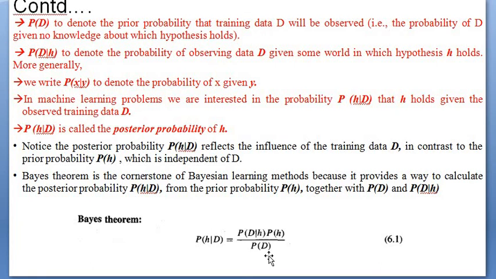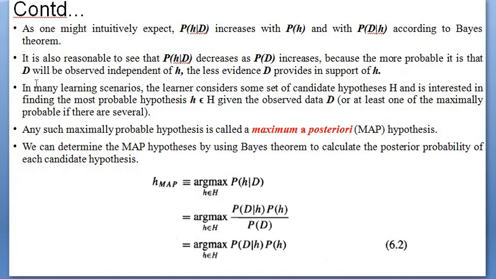Or I can also say that if the probability of D is decreased, then definitely P of H given D will increase. Okay, in that sense also I can tell. It is also reasonable to see that P of H given D decreases as P of D increases, because it is inversely proportional.